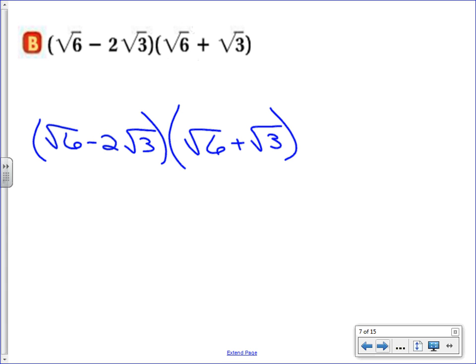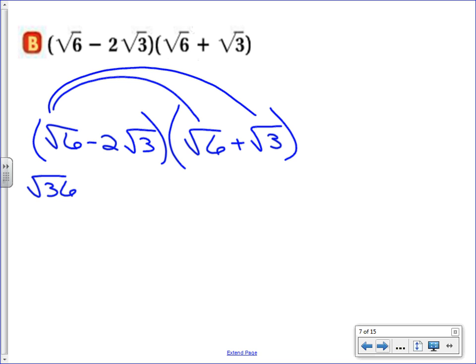All right, this is the complete FOIL method where you take first times first. Outside times outside gives you 1 times 1, which is 1. Inside times inside, 6 times 6 is square root of 36. Outside times outside. 1 times 1 gives me 1. Inside times inside, 6 times 3 gives me 18, so I'll put a plus square root of 18. I'm actually going to leave a little bit more space in between because a lot of these can be broken up, and I need just a little bit more room to work with.